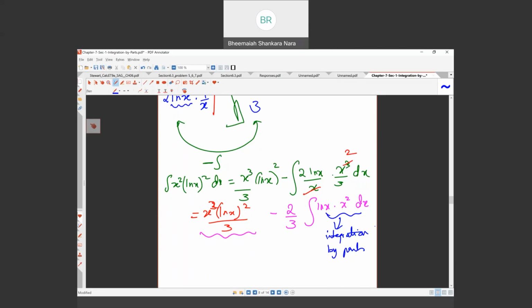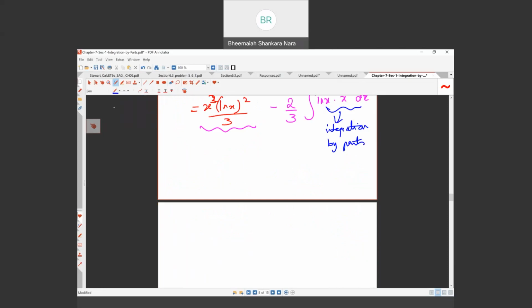Make a table for the differentiation function and the integral function, D and I. We choose ln x as the differentiation function. Differentiate once, you have 1 over x. x squared is the integral function. Then integrate, you have x cubed divided by 3.